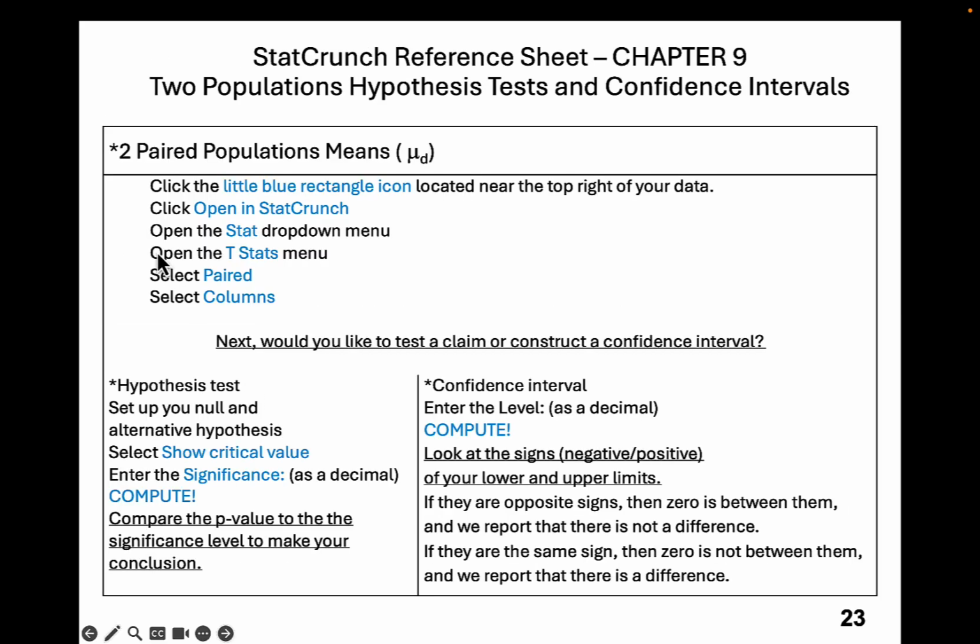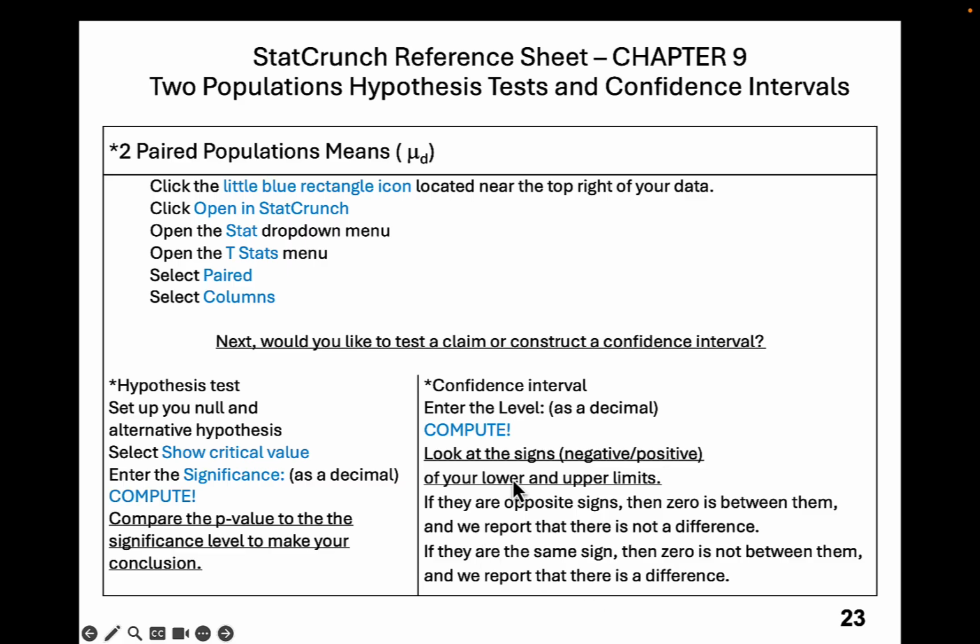StatCrunch for two paired population means, mu sub d. We're going to open StatCrunch and use the T-Stats program. We're going to select Paired, and then tell the program in which column our data is contained. Then we'll ask the program to either run a hypothesis test or construct a confidence interval.